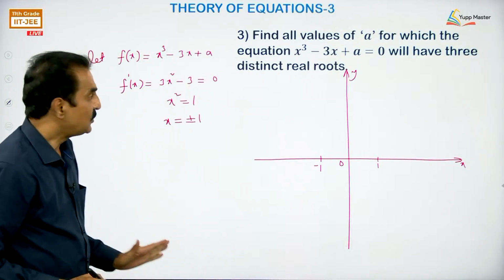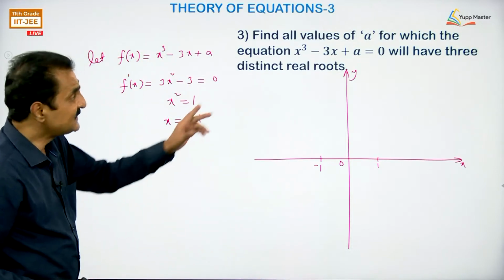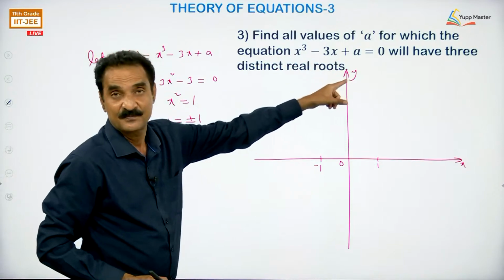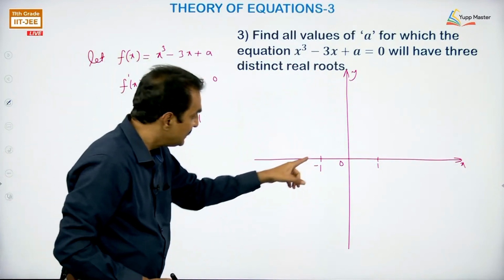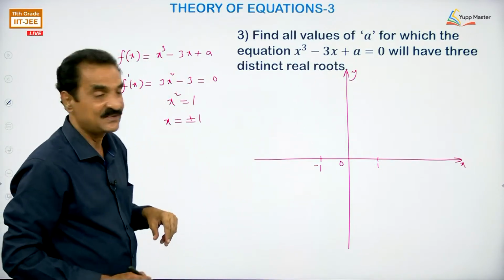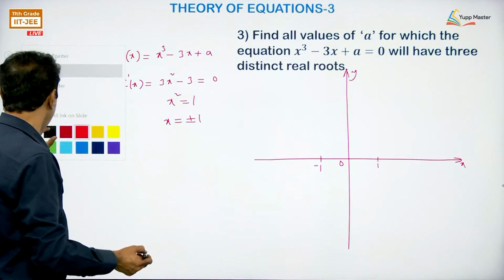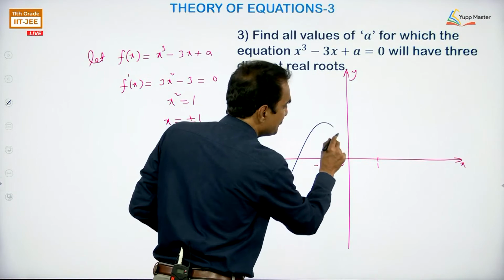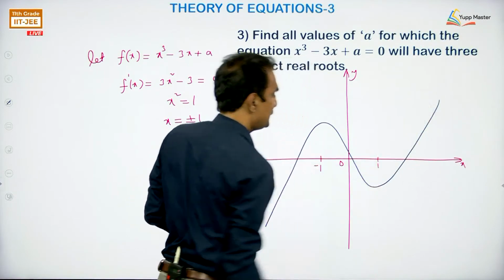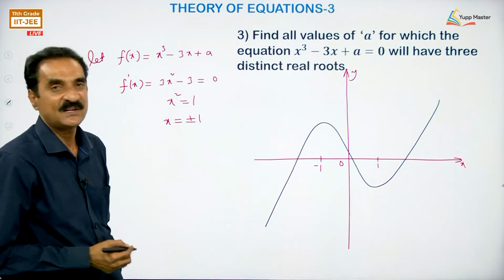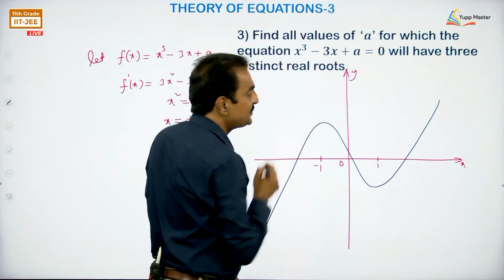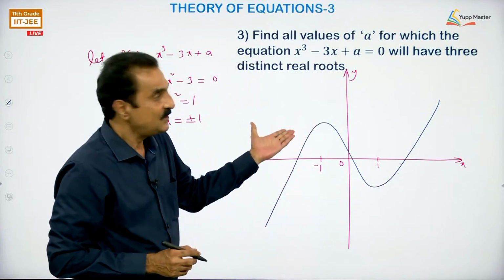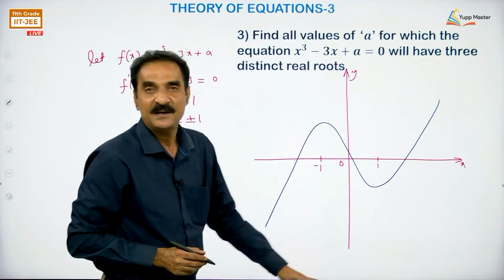Okay. Now, if it has 3 distinct real roots, maximum point should be above the x axis, minimum point should be below the x axis. Graph should be like this, is it not? So, what is the necessary condition? f of minus 1 should be positive and f of 1 should be negative.